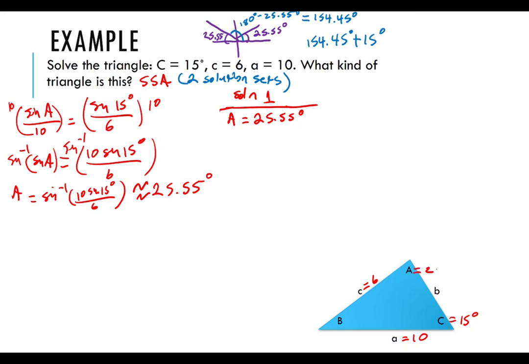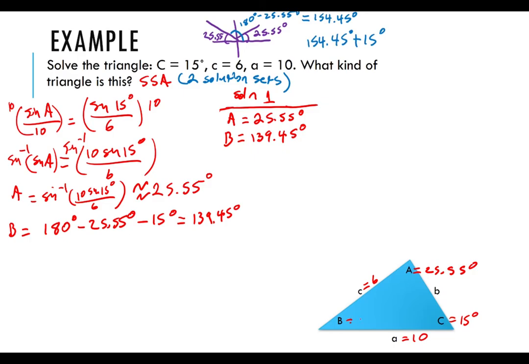So if A is 25.55 degrees, now I can find angle B, where angle B is specifically going to be 180 degrees minus 25.55 degrees minus 15 degrees. So I get that B is 139.45 degrees. Okay, and just for my picture to keep myself on track, 139.45. Alright, so I'm going to underline the ones that I'm going to erase in a few minutes anyway, because I'm going to get my second solution set and I'm going to draw them in.